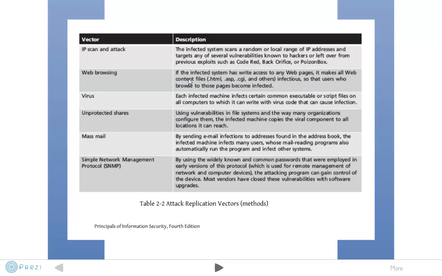Okay, web browsing. If the infected system has write access to any web pages, it makes all web page content files infectious so that users who browse to those pages become infected. So the way that happens is, as you download a page, I can include an object tag. And that object tag can include Flash or ActiveX controls or some other code that's going to actually make the virus part of your environment. Virus itself, each infected machine infects certain common executables or script files on all computers to which it can write with the virus code that can cause infection.